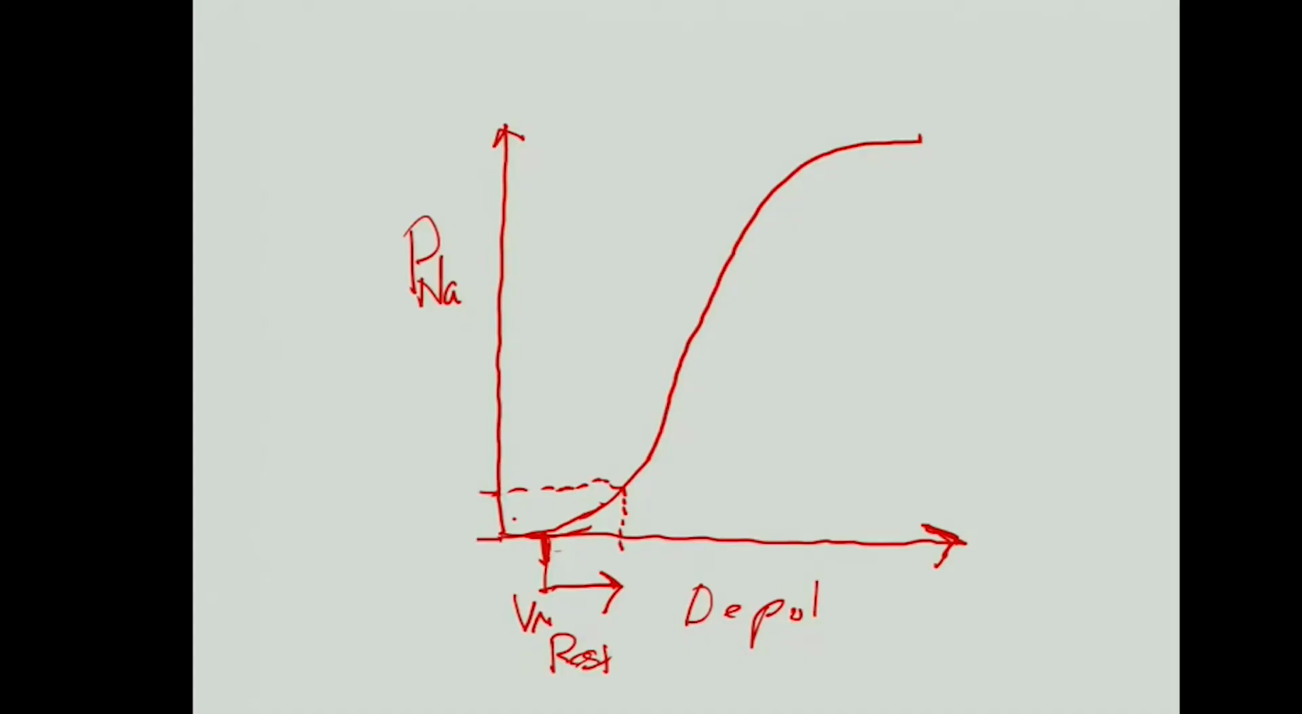Now you have to take the next logical step forward and ask yourself, what is the consequence of an increase in the permeability to sodium? The answer is a depolarization. So as a result of this increase in permeability, that will lead to a further depolarization. So this increase in permeability will lead to a further depolarization.